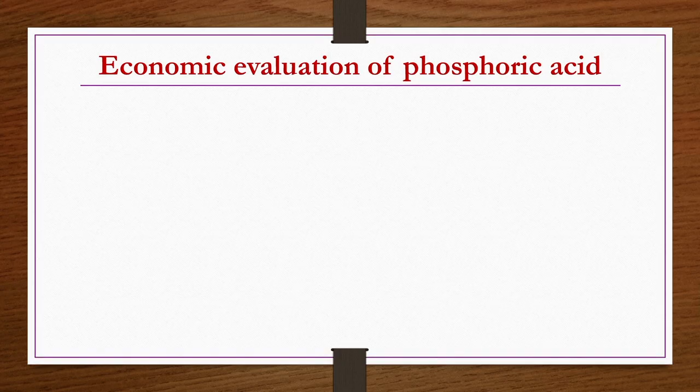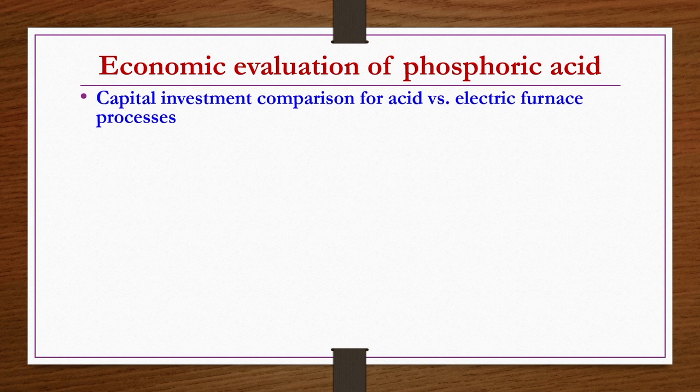Now, coming to the economic evaluation of phosphoric acid, different factors one should consider. Capital investment comparison, acid versus electric furnace processes, which one should you use? Three processes were there. Blast furnace process is no more competitive. Now you have two processes, electric furnace processes and wet processes. Which one should you use?